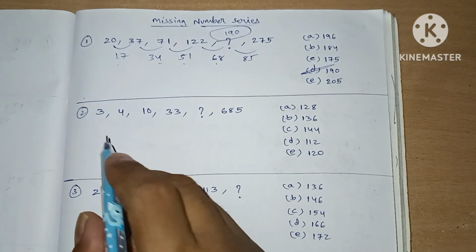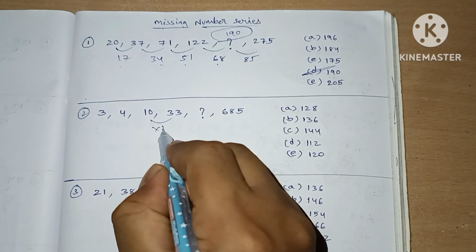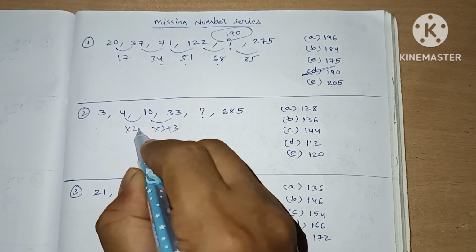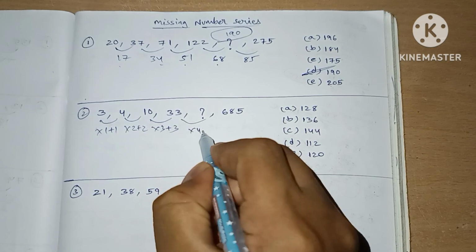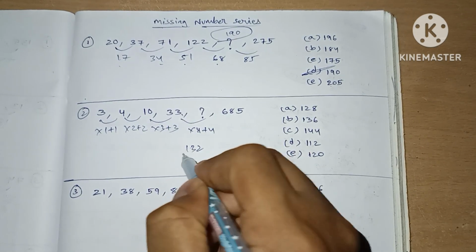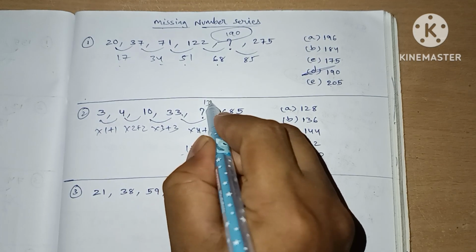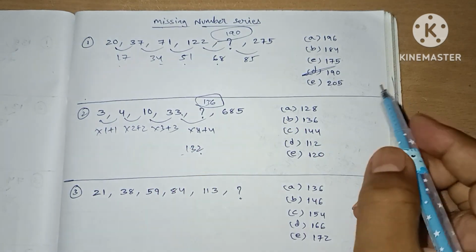Next, second question. Here it is clear that into 3 plus 3, into 2 plus 2, into 1 plus 1. So it must be into 4 plus 4. 3 times is 12 and into 11 means sum of these two. We get 132 plus 4, 136. So 136 is our answer. Option B.